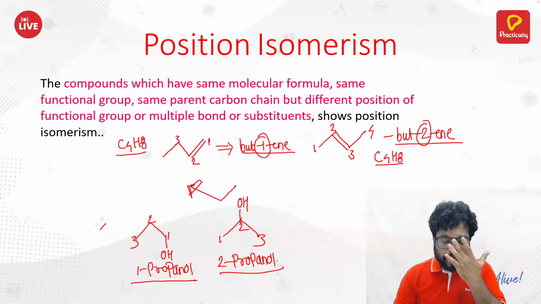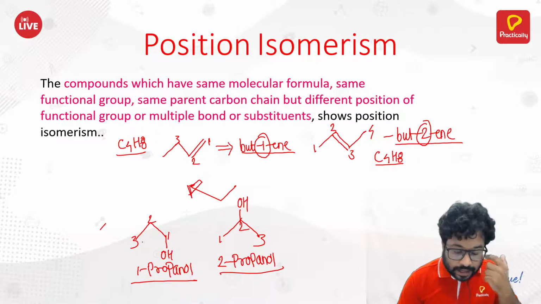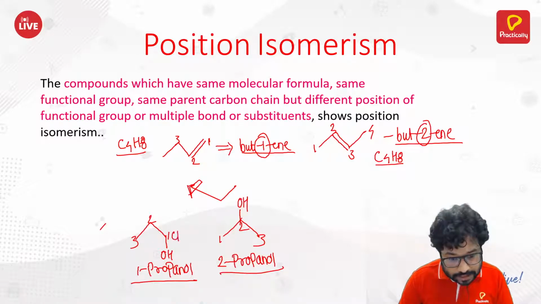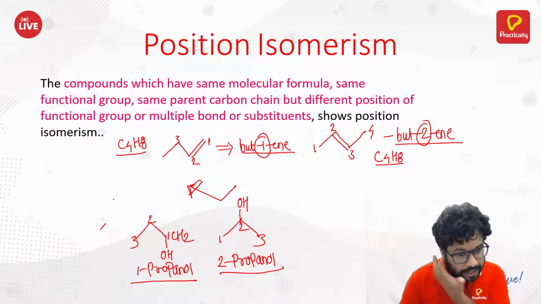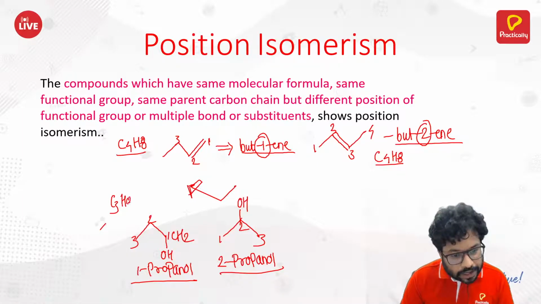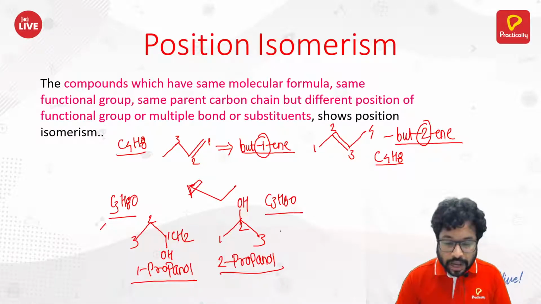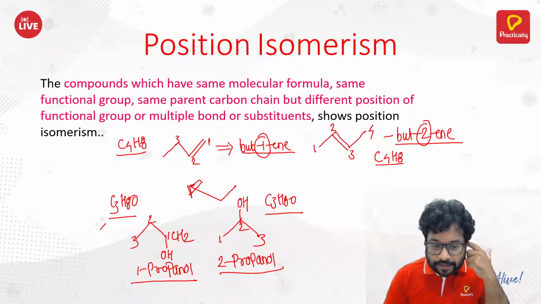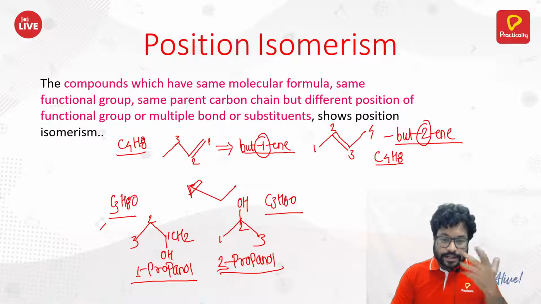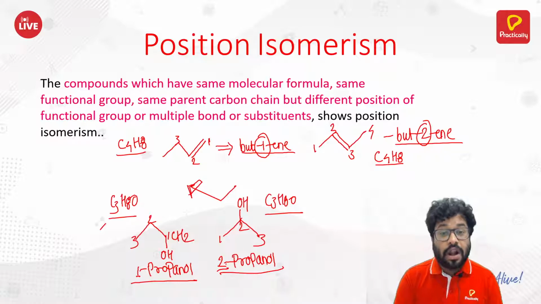1-propanol, 2-propanol. If you look at the molecular formula, you've got 3 carbon atoms here, 2 carbon atoms here, and 1 carbon here, which also has a CH2. So if you want to name it, it will be C3H8. Both of them are C3H8. But look, the OH group is attached at the first position here, and here the OH group is attached at the second position, isn't it? So their positions are different. That's what position isomerism is all about.